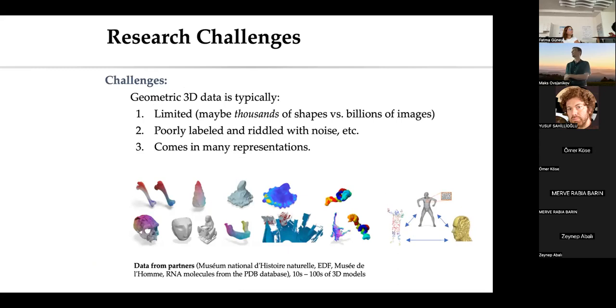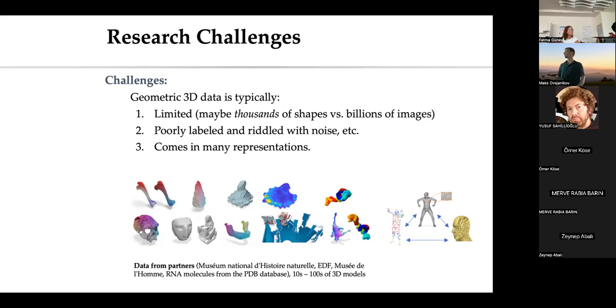And this is actually very, very tricky because there are many challenges involved in dealing with 3D data. So first of all, the amount of 3D data that we have is very limited. So maybe we have thousands of shapes. In some cases we have like 10 shapes, for dealing with archaeology, for example, they have some dig and they're happy to find one shape sometimes, right? So we have a limited amount of data. It's poorly labeled and riddled with noise. Acquisition devices are still not amazing. You have lots of noise. So you have a scan of a room, it might look like this.